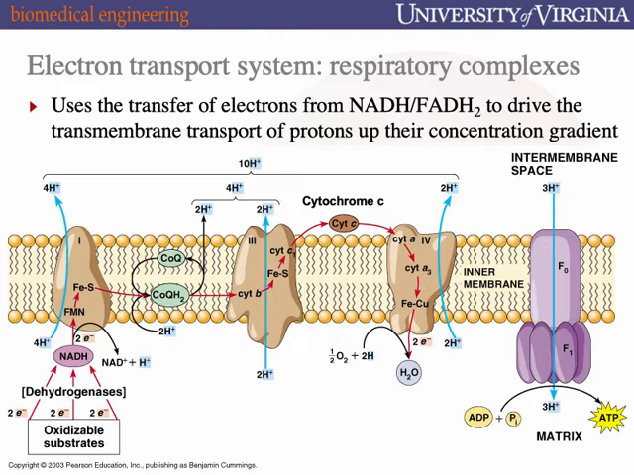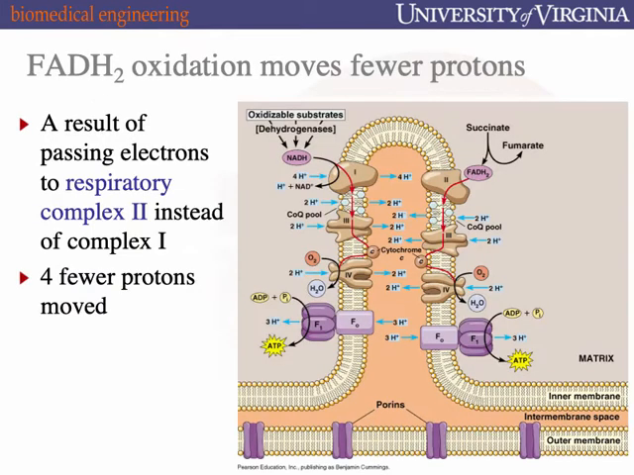At this point, if people are hanging on, somebody might wonder what the heck happened to complex 2. We want 1, 3, 4. What kind of counting scheme is that? Complex 2 is involved, and it is involved with FADH2, the other reducing equivalent that I haven't mentioned up to this point.